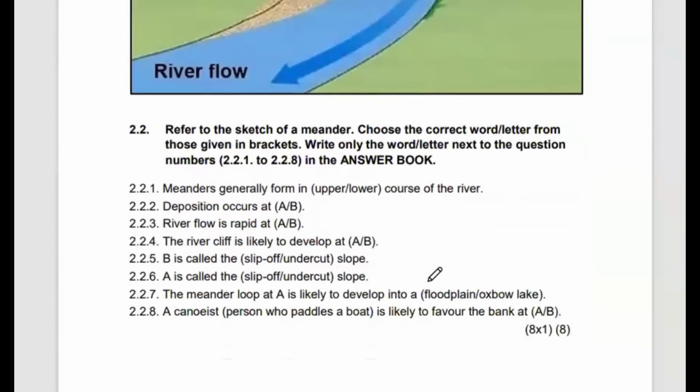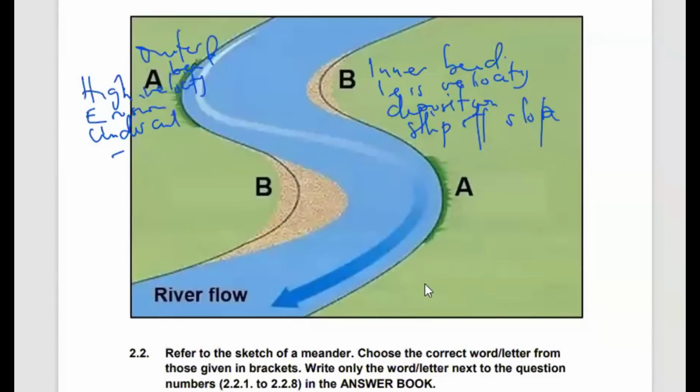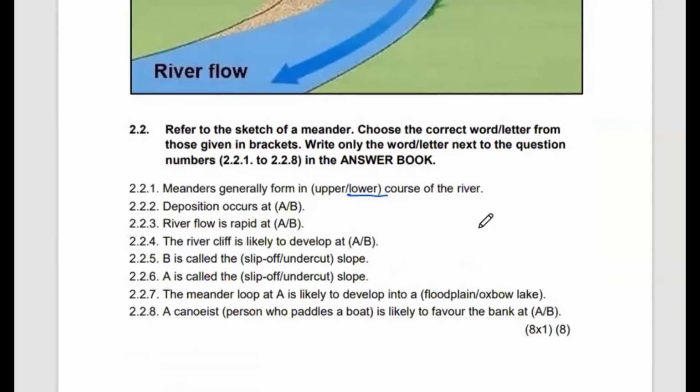Right, let's go to our questions. Our first question says, meanders generally form in dash course of the river. Definitely meanders, we find them in the lower course of the river. Deposition occurs at A or B. Where does deposition happen? Like what I've just explained, deposition automatically happens at B.